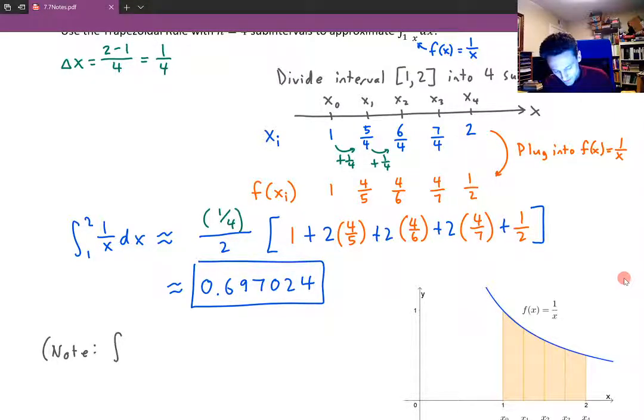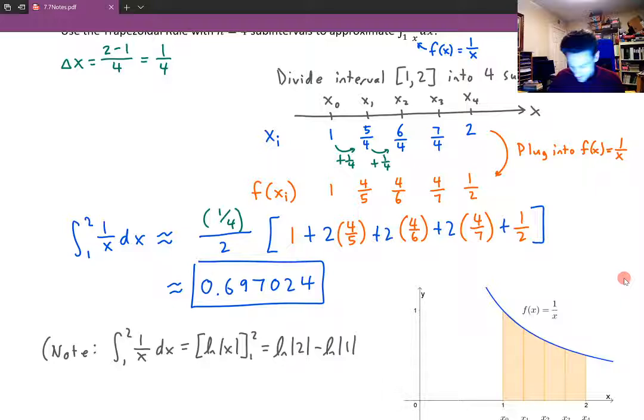So note that the integral from 1 to 2 of 1 over x dx is, well, the antiderivative of 1 over x is ln absolute value of x, as you know. So you get ln absolute value of 2 minus ln absolute value of 1, which approximates to 0.693147. So that's pretty close. Trapezoidal rule got really close for us.